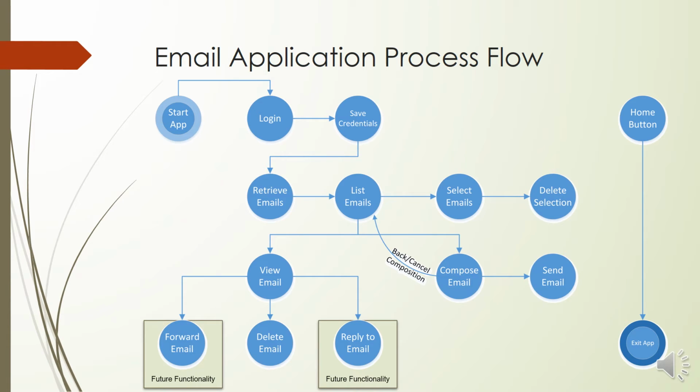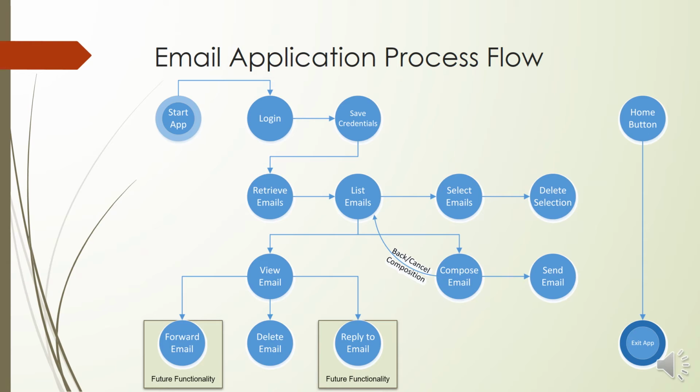This slide shows the flow that the user will follow when using the app. When the app is first loaded, the user is brought to the login screen. Once they log in, their credentials are saved for future use. Once authenticated with the server, their emails are retrieved and displayed as a list. If the user touches an email in the list, they will view the content of that email. From the content view, they can choose to perform actions on that specific email.